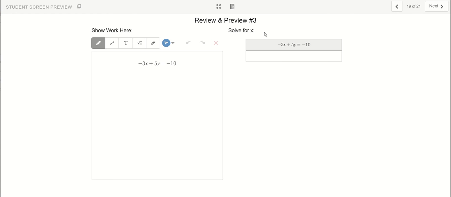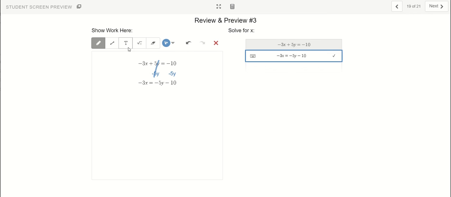All right, for the last two, here we're solving for x. So I want to get x by itself. So to get x by itself, I'm going to get rid of the y, minus 5y on both sides. So these cancel out, because again, I want to get x by itself. I want to solve for x. So I'm left with negative 3x equals negative 5y minus 10.